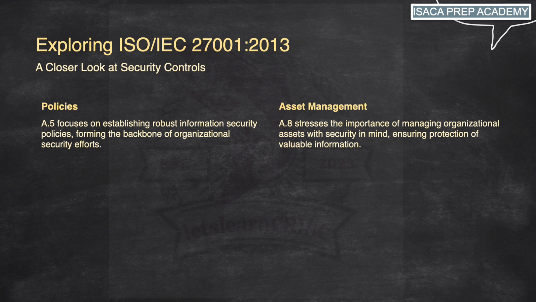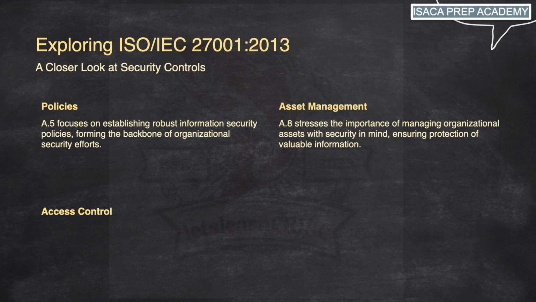Friends, procedures for the proper handling, use, and disposal of assets are also established to minimize security risk throughout their life cycle. And by managing organizational assets with security in mind, organizations can mitigate risks associated with the loss, theft, or compromise of valuable information, thus ensuring the confidentiality, integrity, and availability of assets and contributing to the overall effectiveness of the information security management system.